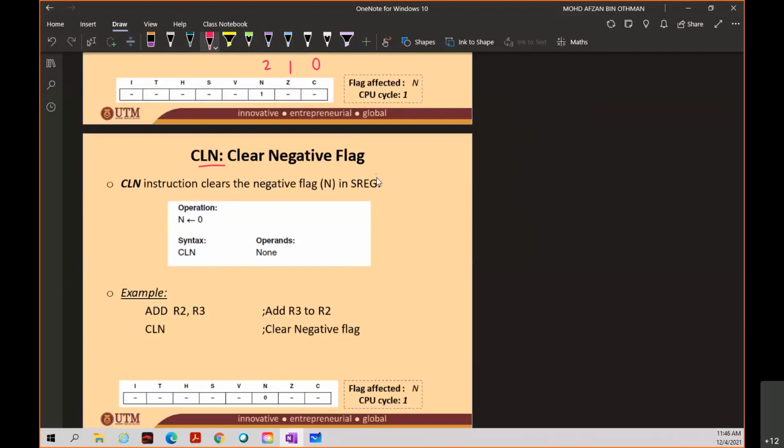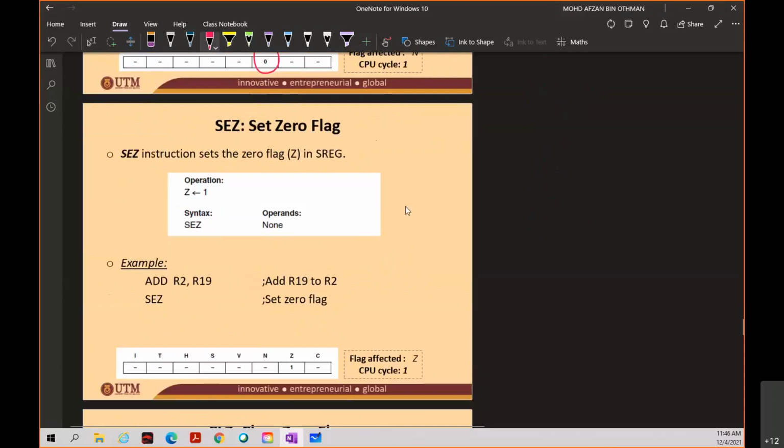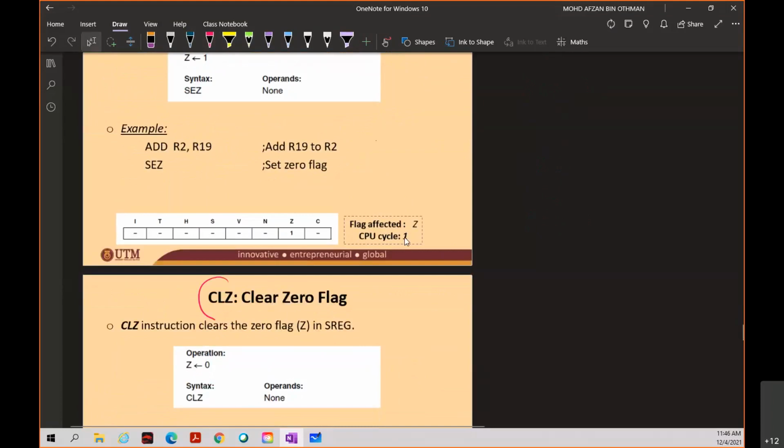Then if you're going to clear your N flag, you can simply use the CLN instruction. CLN is equivalent to BCLR 2, which is you're going to make your N flag 0. That's why if you see here, only the N flag is affected, which is the N flag is always 0 every time you use the CLN instruction. Then to set the Z flag, you can use the SEZ. And if you're going to clear your Z flag, you can simply use the CLZ.